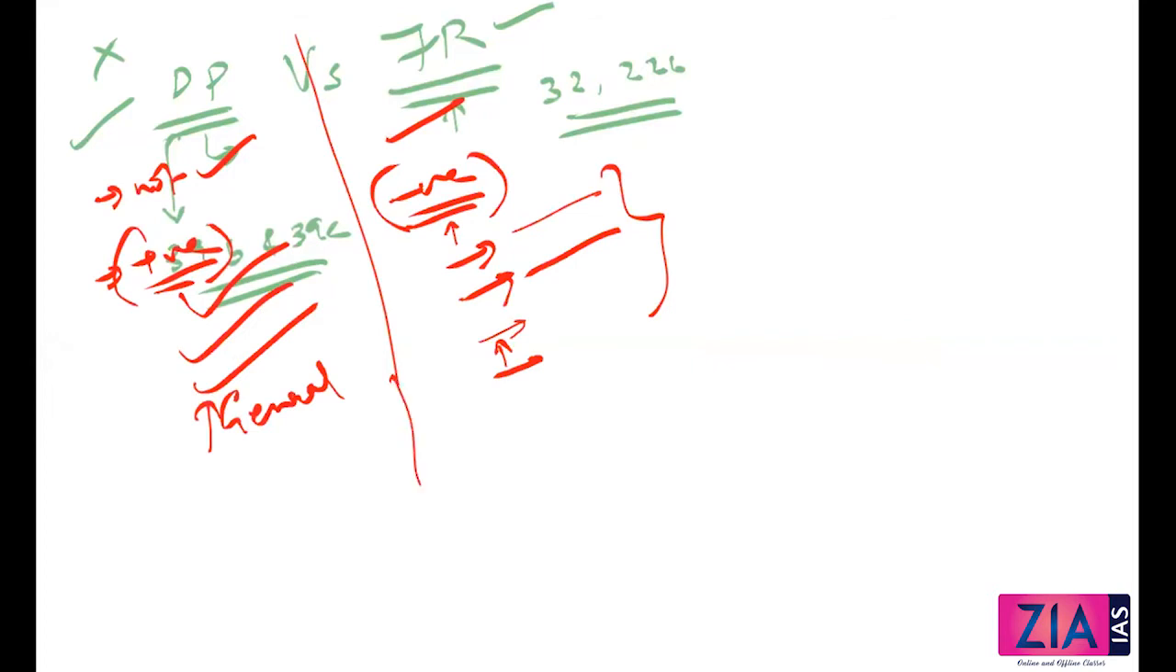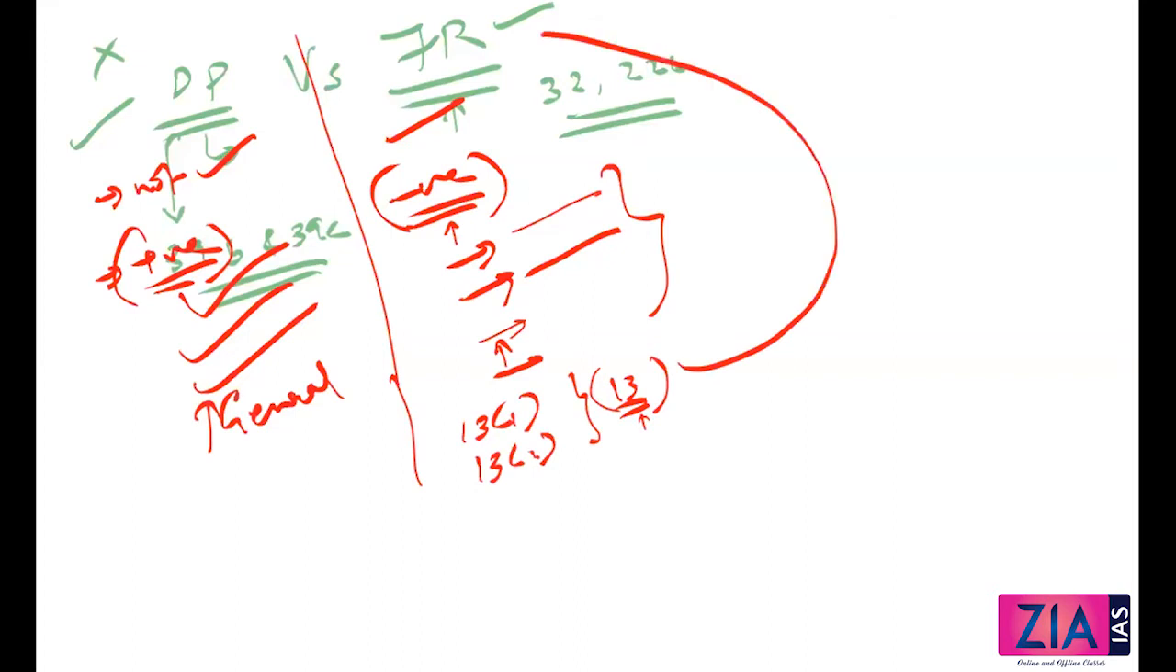So when it comes to fundamental rights, under Article 13 clause 1 and clause 2, you can just learn this as 13: any law which is made violating a fundamental right, the court is bound to declare it illegal or unconstitutional. And for DPs, no. The exception is 39B, 39C. So these are the key points.